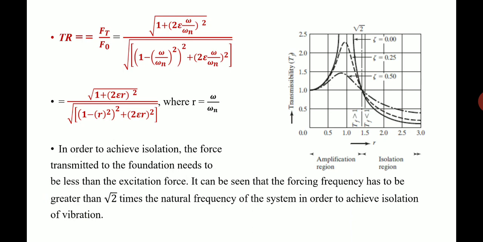If the value of omega by omega n is less than root 2, then you can see that the transmissibility is very high for different values of epsilon. When epsilon is 0, when there is no damping at all, the transmissibility is extremely high and goes to infinity. As the value of epsilon, shown as theta in the figure, increases to 0.25 and 0.50, the peak of the transmissibility curve decreases. And as the value of r, or omega by omega n, is greater than root 2, the transmissibility gets gradually reduced. So root 2 is a key point there.